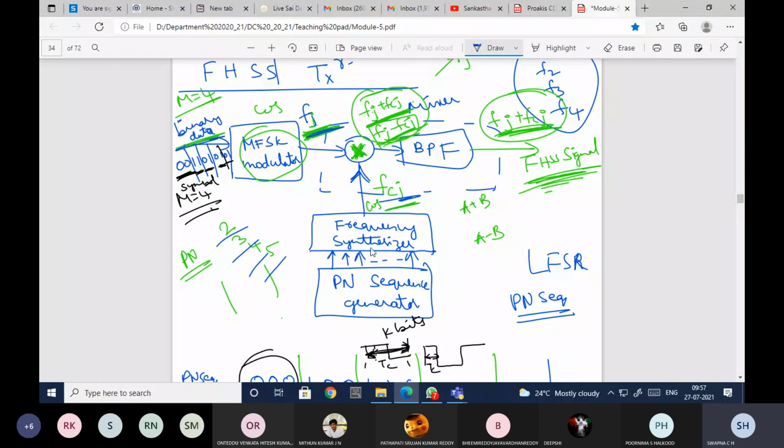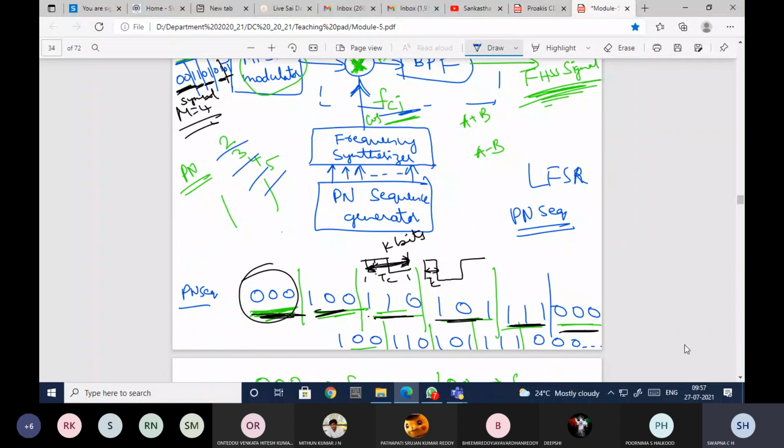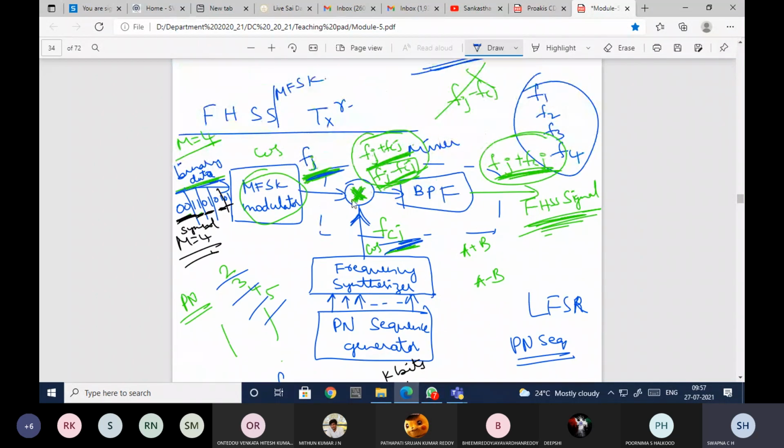So based on whatever segment I have, if I'm dividing it into 3 bits, you can see an example here, 000. This 000 will be given to the frequency synthesizer. The frequency synthesizer will provide a frequency for this particular segment, which I am representing with FCJ. That is given to the mixer. So FJ and FCJ are the frequency components which are input to this multiplier.